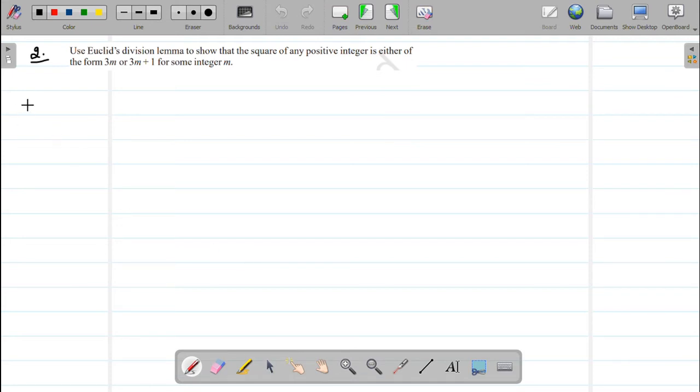Another one, if we see: using Euclid's division lemma, show that the square of any positive integer is either of the form 3m or 3m plus 1. So in this one, students, we have to take the square and show that only these are the two possibilities. As there we had two possibilities, an even number or an odd number, this time I can write the expression as 3m or 3m plus 1, where m can be any integer.